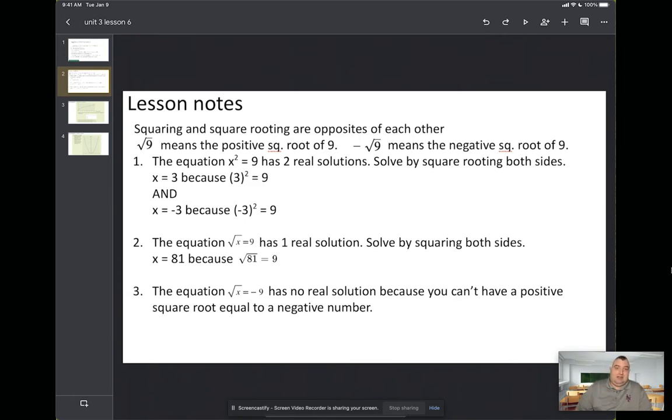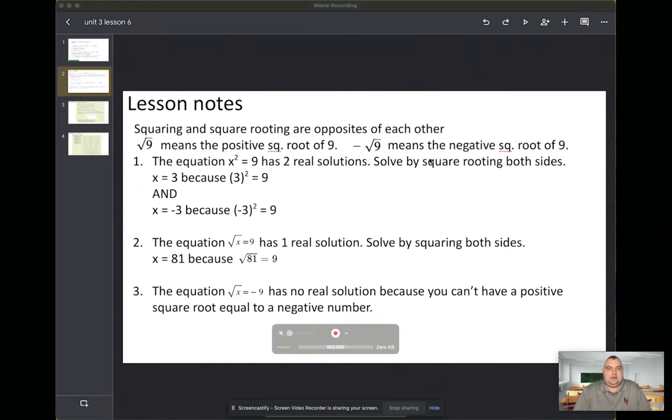So this is all based on the fact that squaring and square rooting are opposites of each other. That's something we've been talking about for a while now. To undo one, we have to do the other. That's what it means to be opposites of each other.